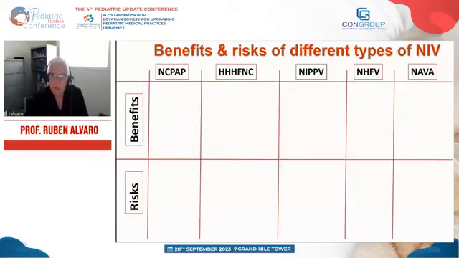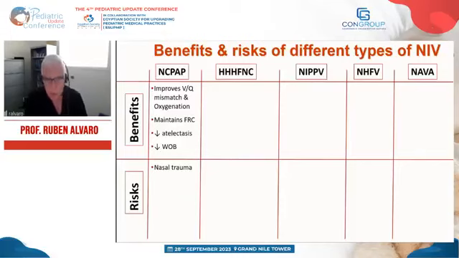So here I'm going to make a summary of the benefits and risks of all these different forms of non-invasive ventilation. With CPAP, we know that CPAP improves VQ mismatch and oxygenation. We know that CPAP maintains FRC and decreases atelectasis. It also decreases work of breathing. The risk is that you have significant nasal trauma, especially if you use very bulky nasal prongs, a risk for air leaks, and risk for gastric distension.